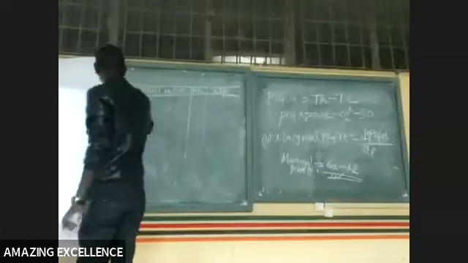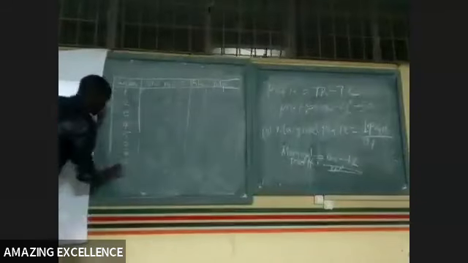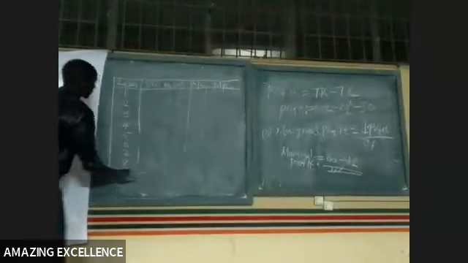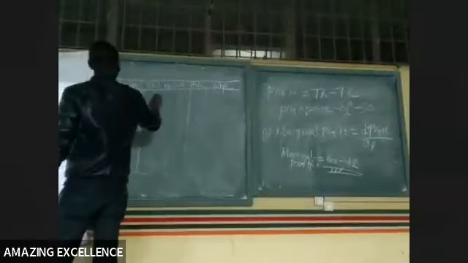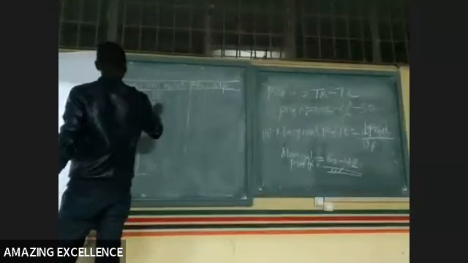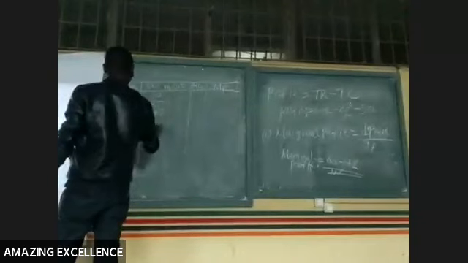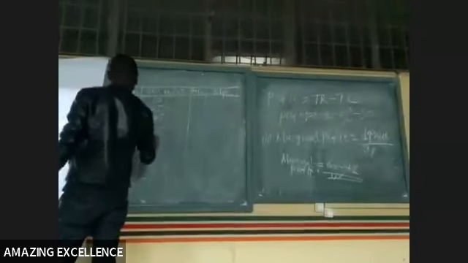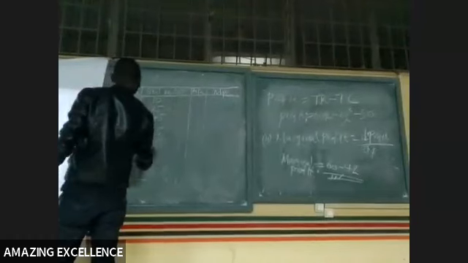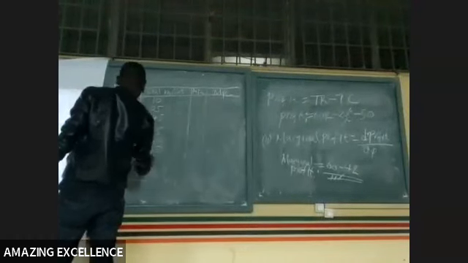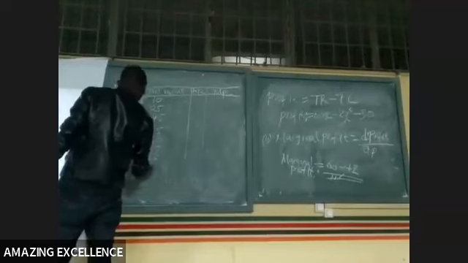Depending on the question, we'll see. 1, 2, 3, 4, 5, 6, 7, and 8. This is our question that we have. The total product is 10, 25, 45, 55, 60, 65, 63, 58.